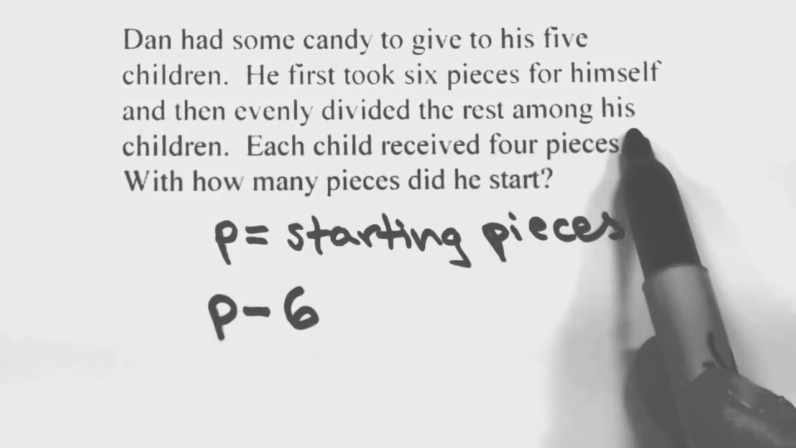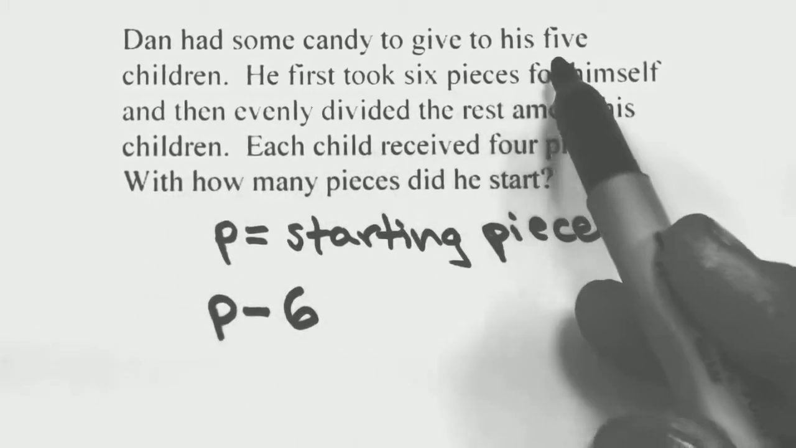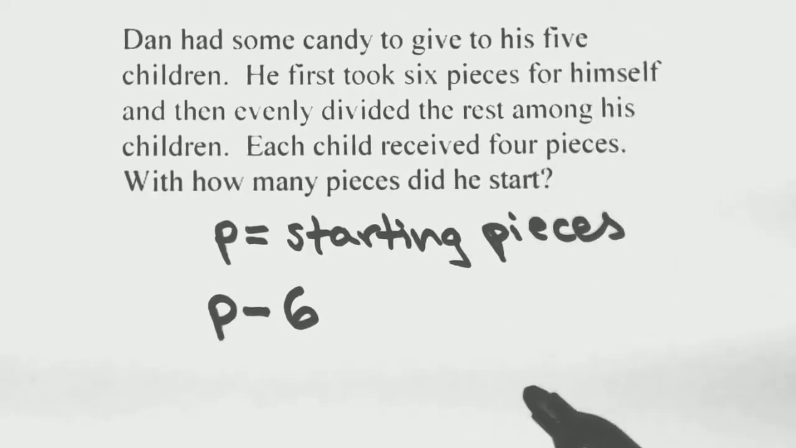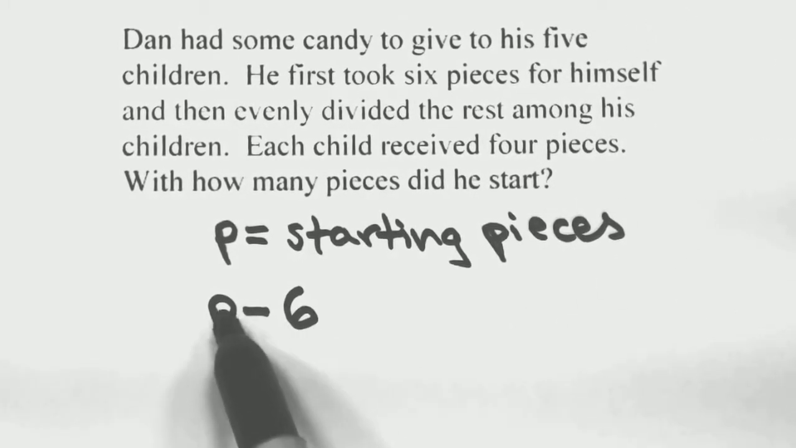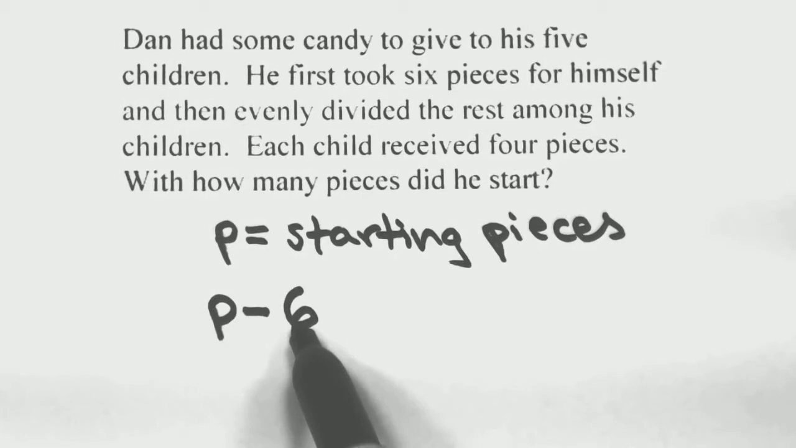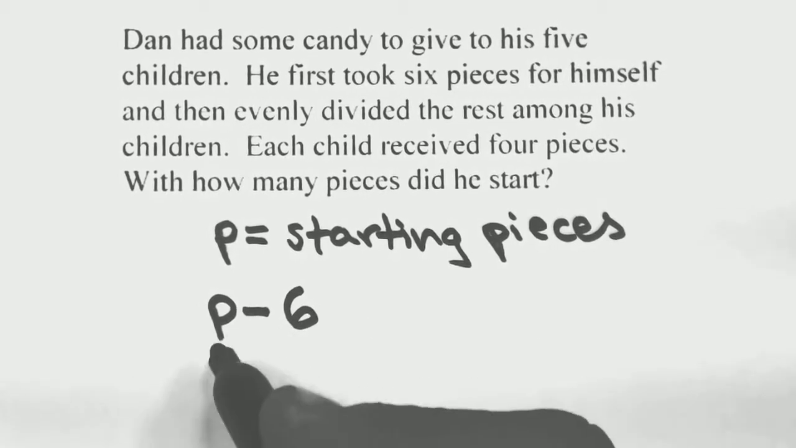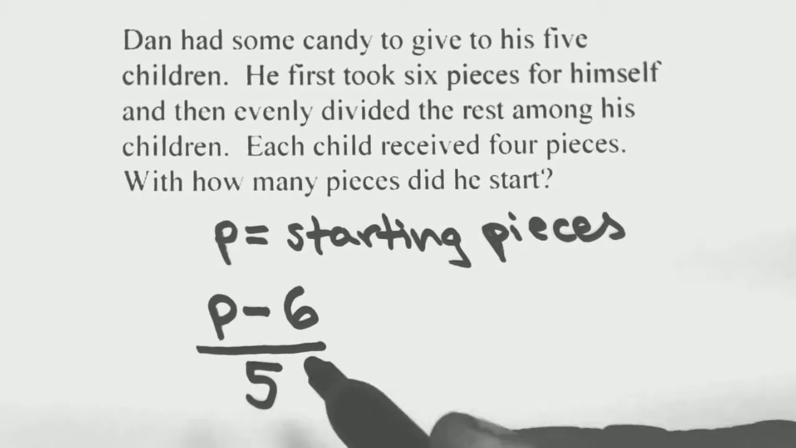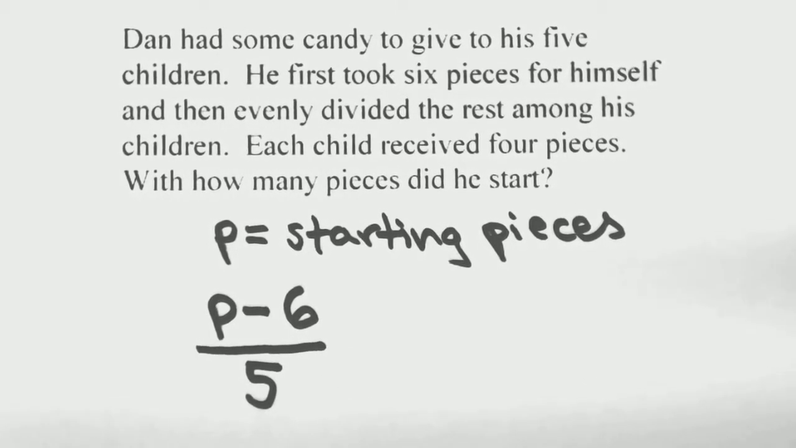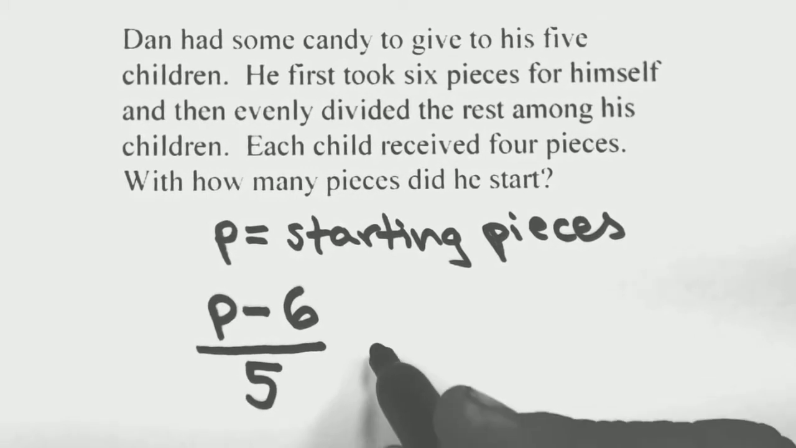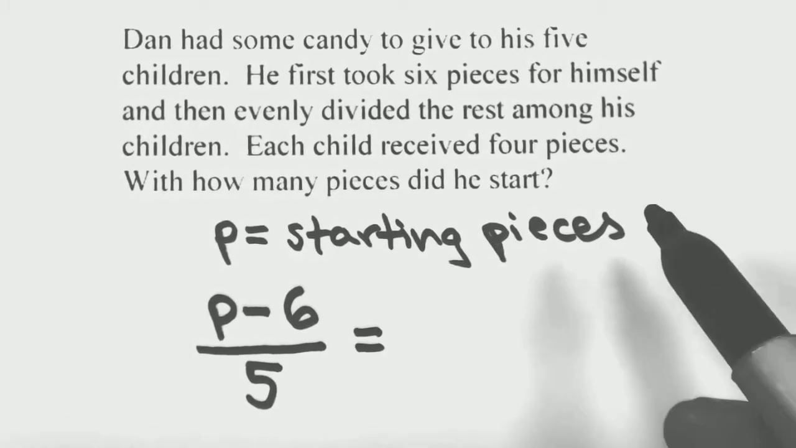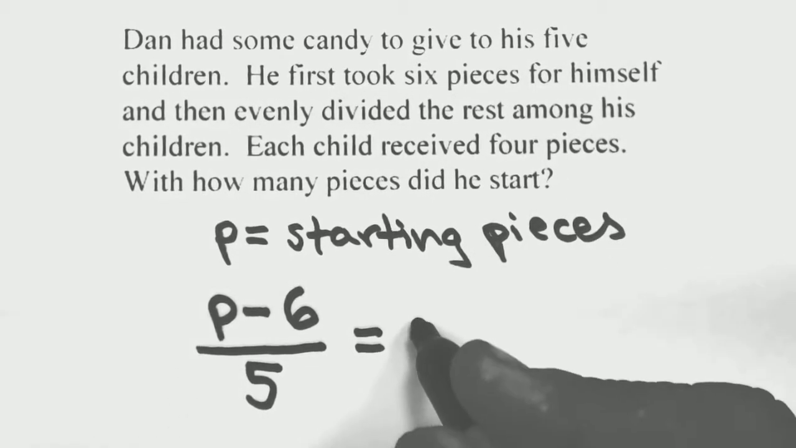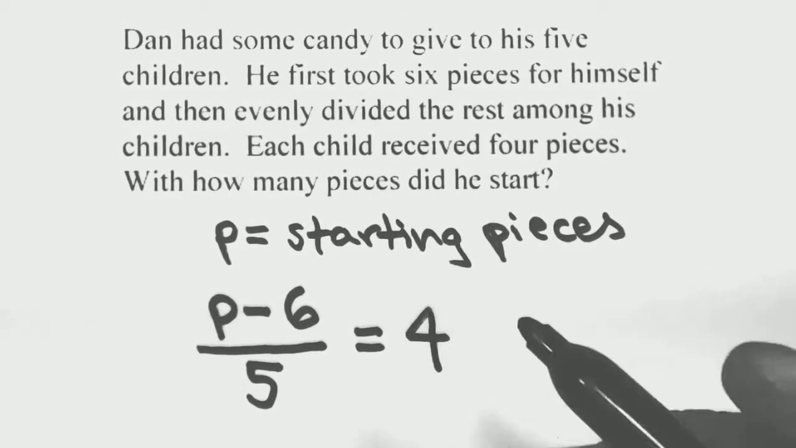Well, he divided them evenly among them, and they said up here, in the beginning, that he had 5 children. So, the total number of pieces that he gave out, remember he kept 6 for himself, that's why we're subtracting 6. You have to take this total number here, turn around and divide it by 5. That will be how much each of his 5 children got, and of course he says here each child received 4 pieces, so we know that the amount that each one got is 4.